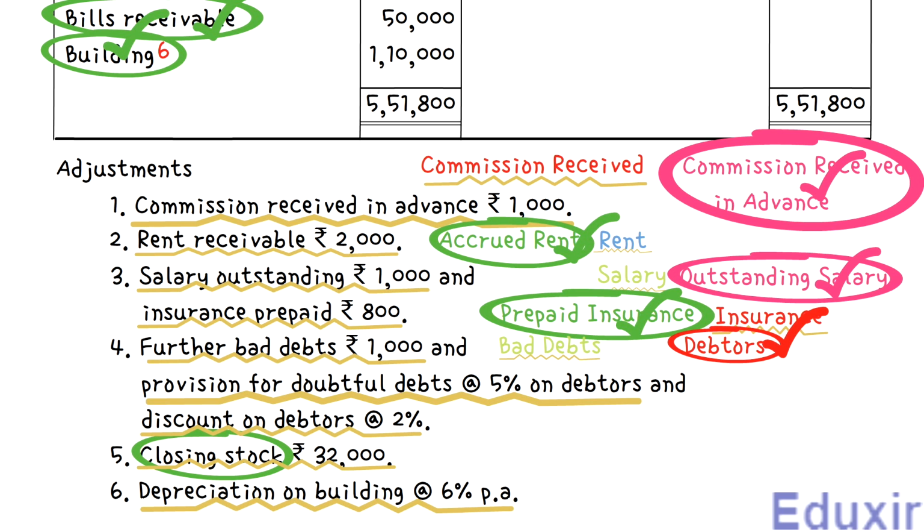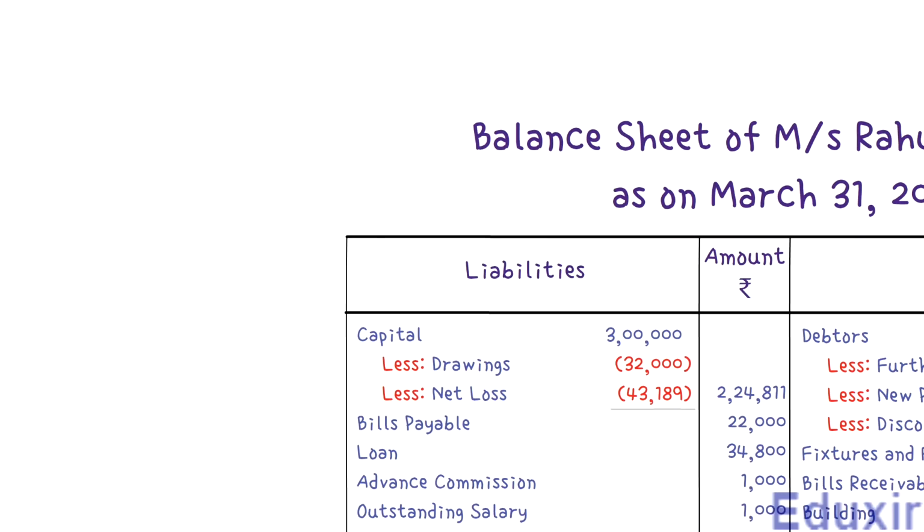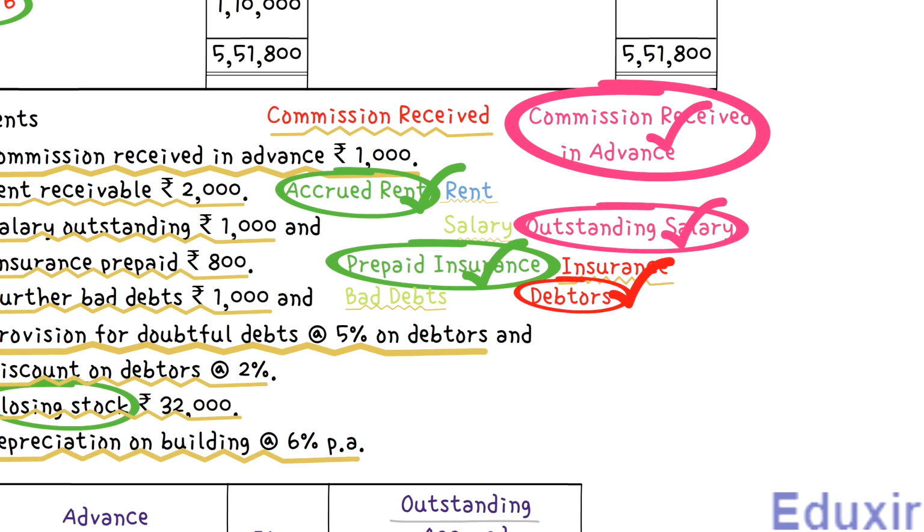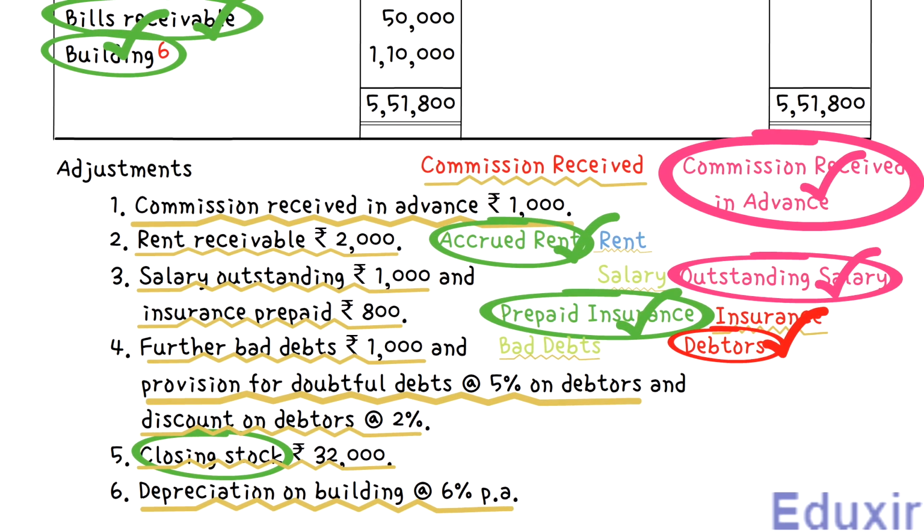With this information at our disposal, let's now proceed to post this prepaid insurance related entry on the asset side of the balance sheet. Let us first write prepaid insurance in the assets column of the balance sheet. Let's then write the corresponding amount of 800 rupees into the amount column. With that, we have completed the posting of the prepaid insurance asset related entry on the asset side of the balance sheet. Let's now consider the next entry to be posted into the balance sheet.